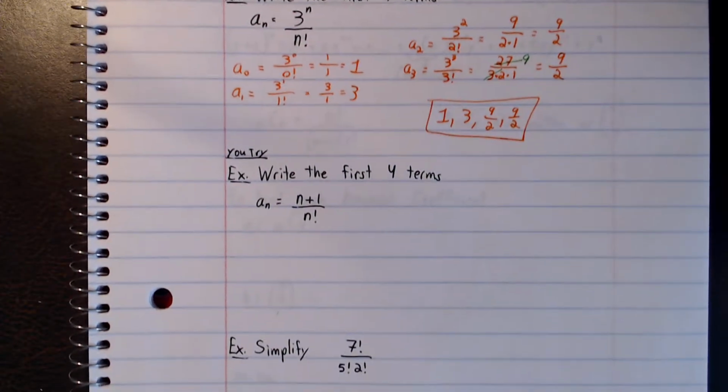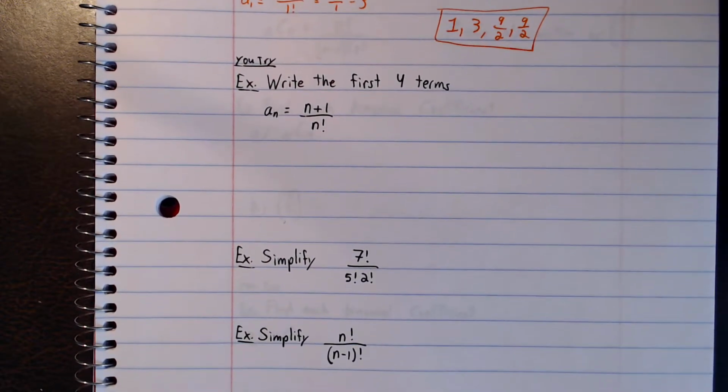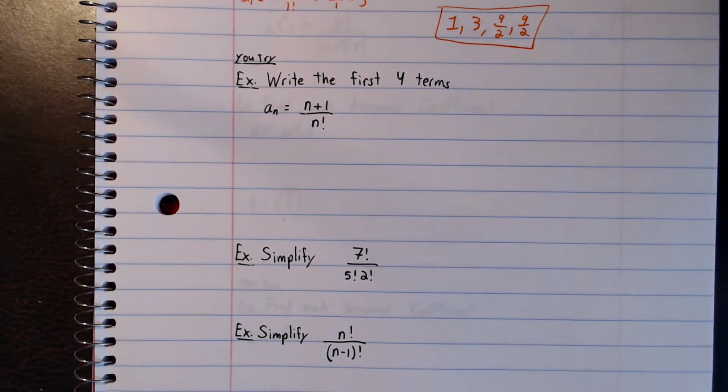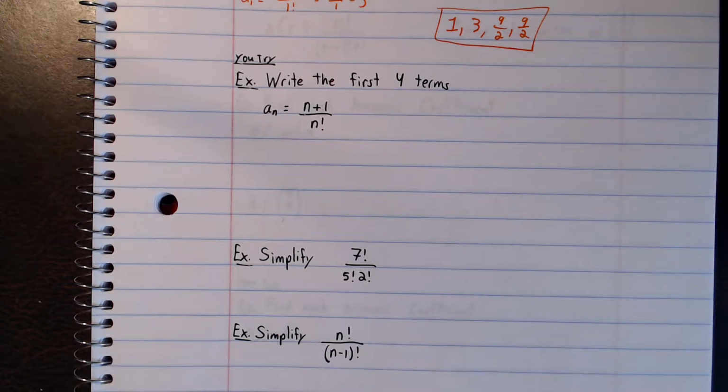Okay, you have a problem that you're going to try right here. You're writing the first four terms. Remember, you're starting at 0. So pause this video and resume it when you're ready to check.